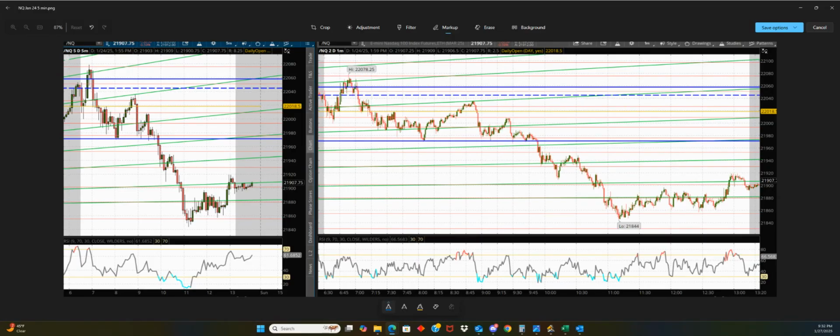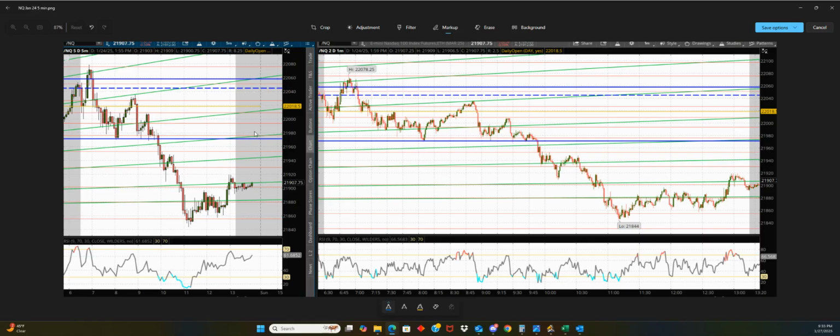On the screen right now, as you guys can see, is the NQ market for January 24th. On the left side of the screen is the 5 minute chart, and on the right side is the 1 minute chart of NQ. This is the day session, so I'm only focusing on the day session.